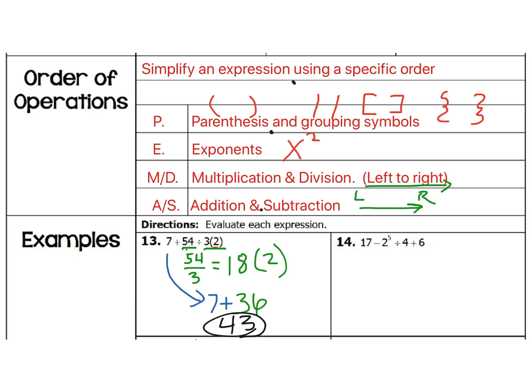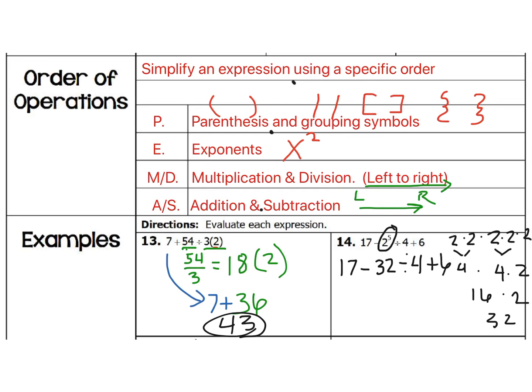So I'm going to start out looking for parentheses, and I don't see any. Next, I'm going to look for some exponents, and I see one right there. 2 to the 5th power is the same as 2 times 2 times 2 times 2 times 2. So that is 4 and 4, which is 16 times 2, which is 32. So that's some quick scratch work that you can do. So negative 32, I'm going to bring down my 17, my divide by 4, and my plus 6. And I'm actually going to erase my scratch work over here so it doesn't interfere.